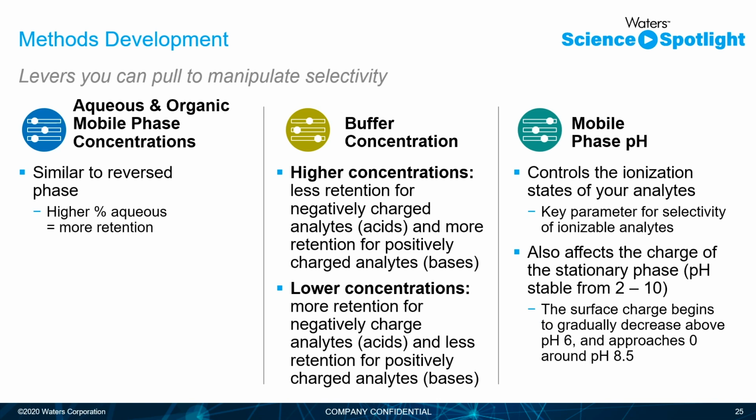Mobile phase pH could be the most powerful tool you can use to manipulate selectivity with this stationary phase. It controls the ionization states of your analytes, which we know is a key parameter for selectivity of ionizable analytes. But pH also affects the charge on the stationary phase itself. If you remember, this stationary phase is stable from pH 2 to 10. The surface charge begins to gradually decrease above pH 6 for the stationary phase and approaches 0 around pH 7.5. The pKa of this column is roughly around 7.5.